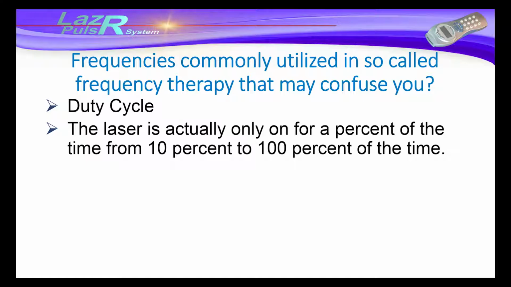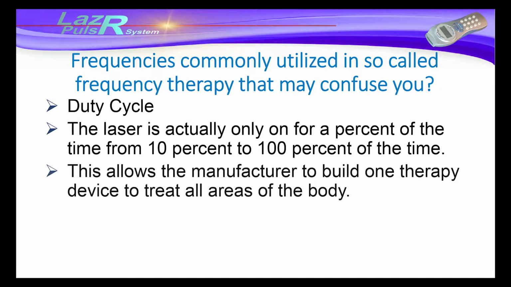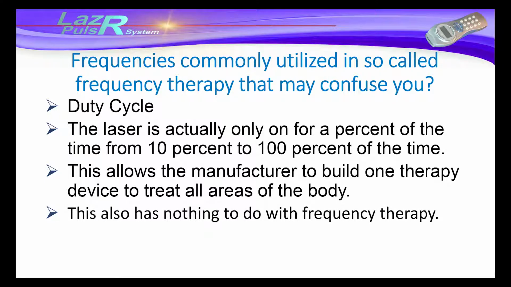The reason for this is when you have an infrared laser, you have to change the joules of energy delivered for different tissues. For instance, a finger cannot be treated with the same amount of energy as a leg. Remember that the square centimeters of tissue being irradiated is part of the equation when determining the correct irradiation dose, which is the joules of energy. This allows the manufacturer to build one therapy device to treat multiple areas of the body with the proper dose of energy. This also has nothing to do with frequency therapy.